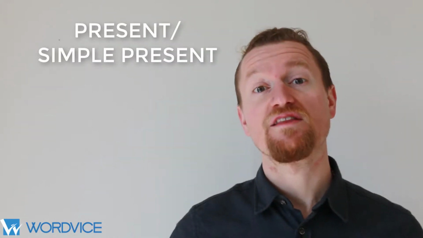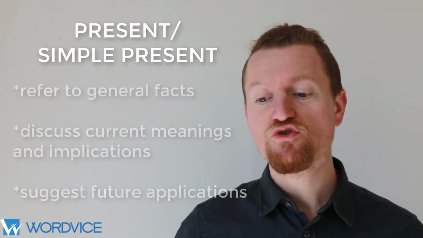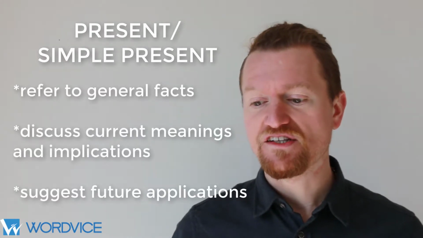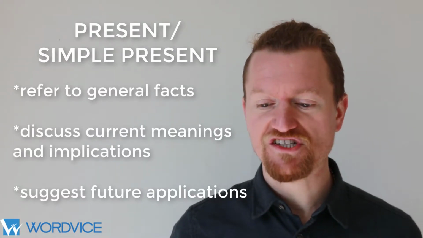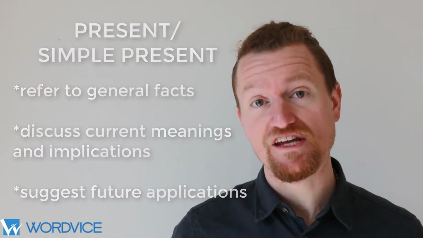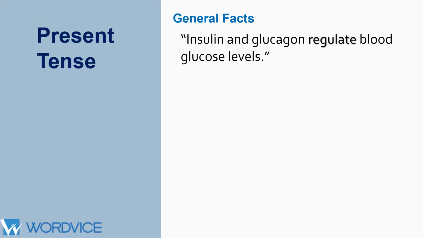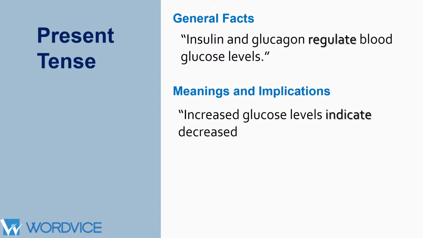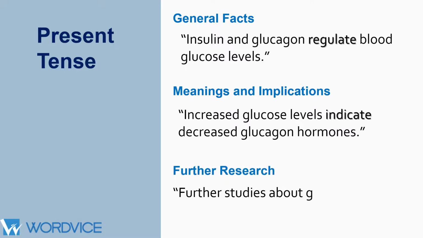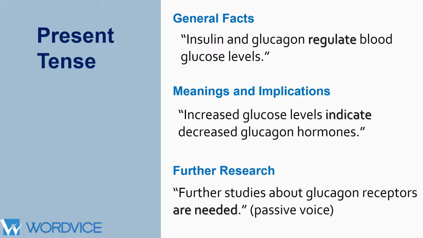The present tense, or as it's also referred to, the simple present tense, is used to talk about general facts, discuss current meanings and implications, and suggest future applications. An example of a general fact would be, insulin and glucagon regulate blood glucose levels. This fact has no temporal change and is constant throughout time. An example of implications might be, increased glucose levels indicate decreased glucagon hormones. And for further research, further studies about glucagon receptors are needed.